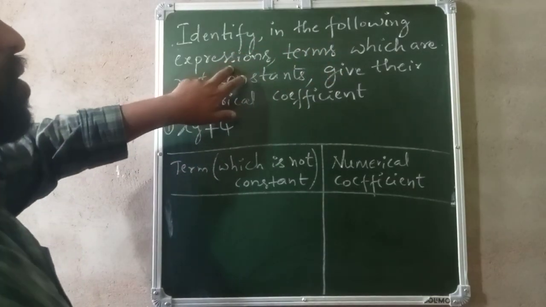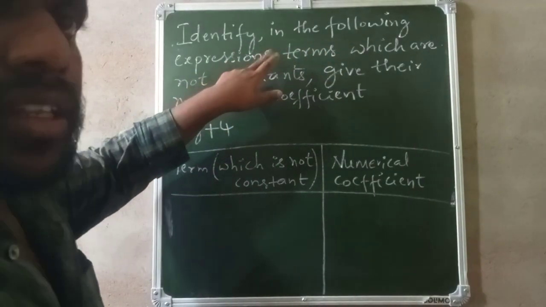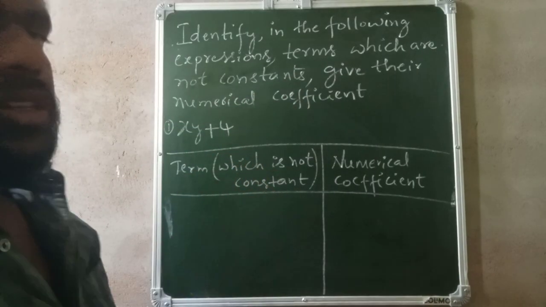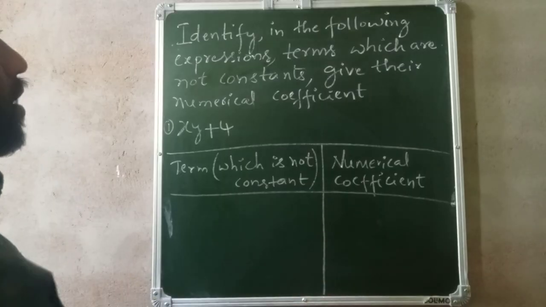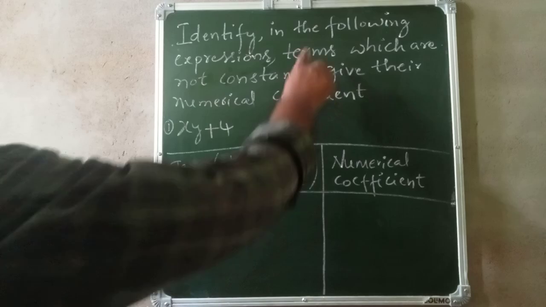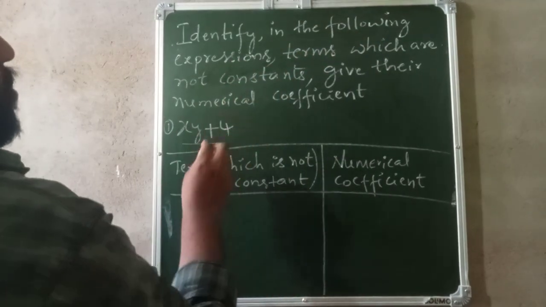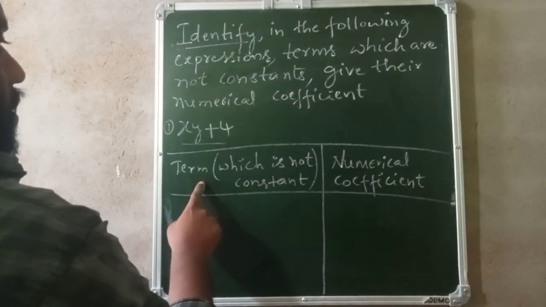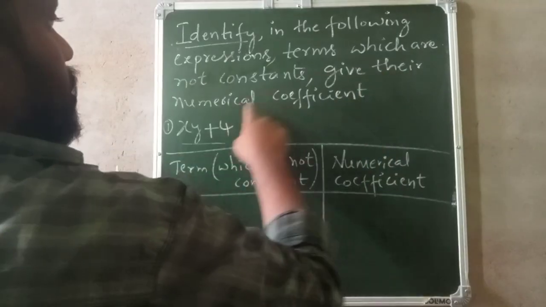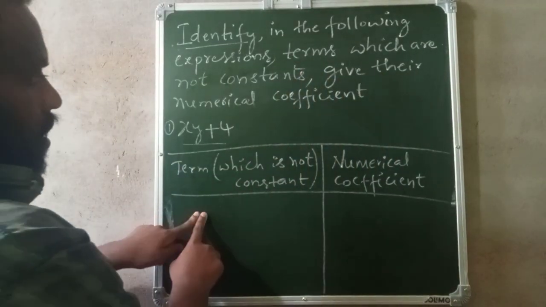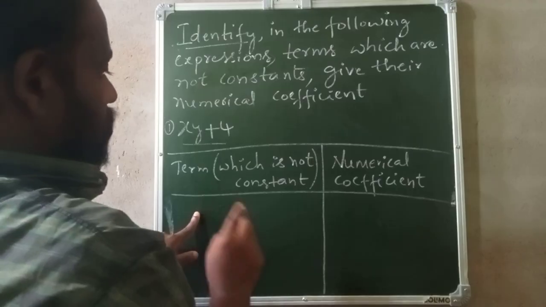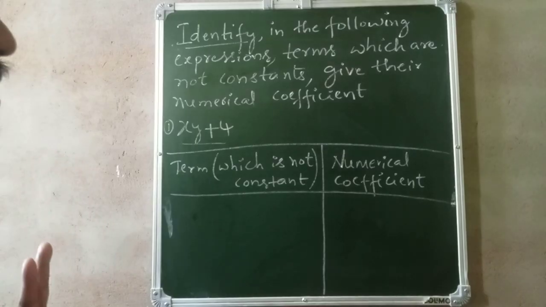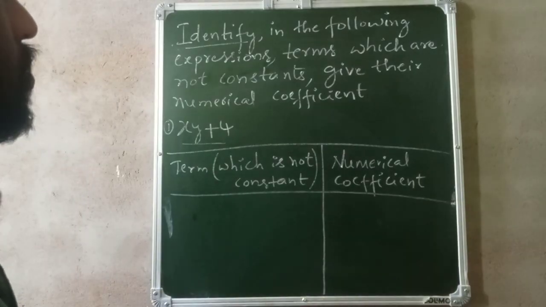Identify in the following expression. Here one expression is given, but there are many expressions given, so I have written one. After solving this, I will show the other ones. Like that, one by one I will explain. What we have to identify: terms which are not constants. After writing the term which is not constant, we have to write its numerical coefficient. Okay, so that is the question. First I will solve one, so you will understand.